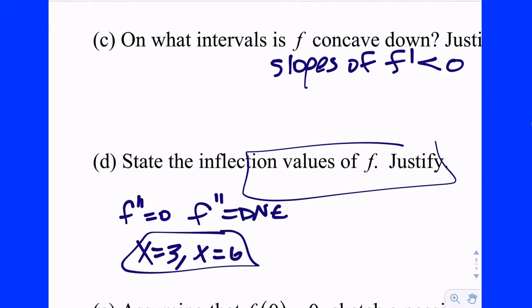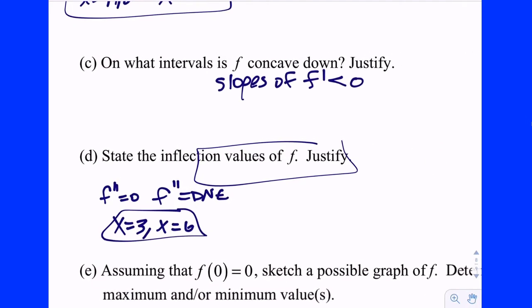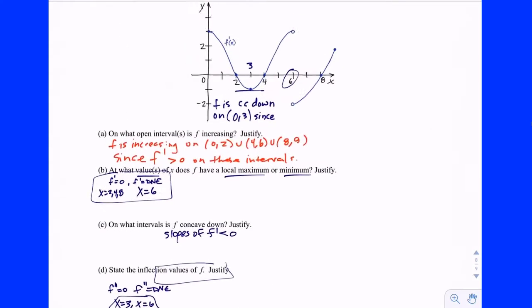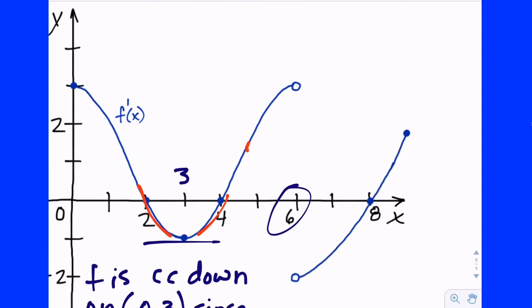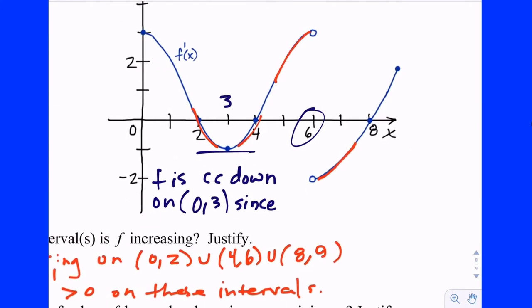Now we're not going to stop there. I know that relates it directly to f prime and not the slopes of the graph, but we're going to handle that in our justification. We want a sign change now in the second derivative, which means we want the slopes to change from positive to negative or negative to positive. At 3, our slopes change from negative to positive. So is that an inflection value? Yeah. And at 6, our slopes change from positive to positive. Oh, they don't change. So is 6 an inflection value? No. So only 3 is.